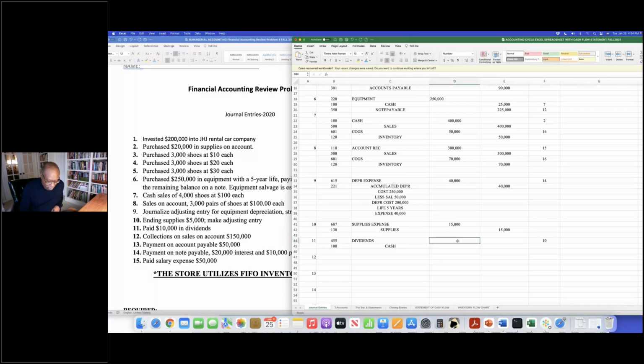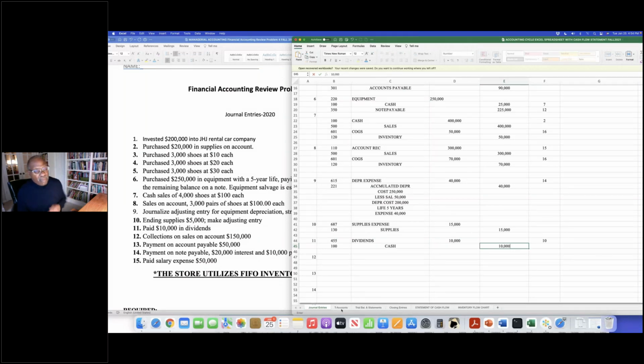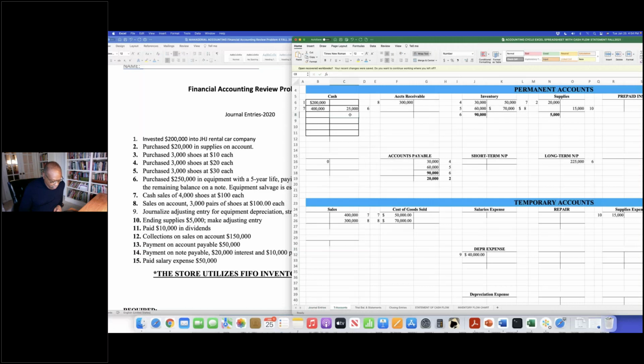We've got to go and post that. So we always post it. Every time we make a journal entry, we've got to post it. This is number 11.